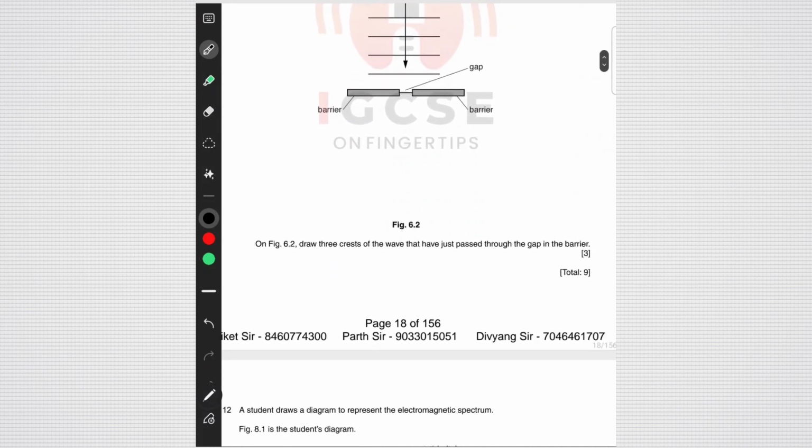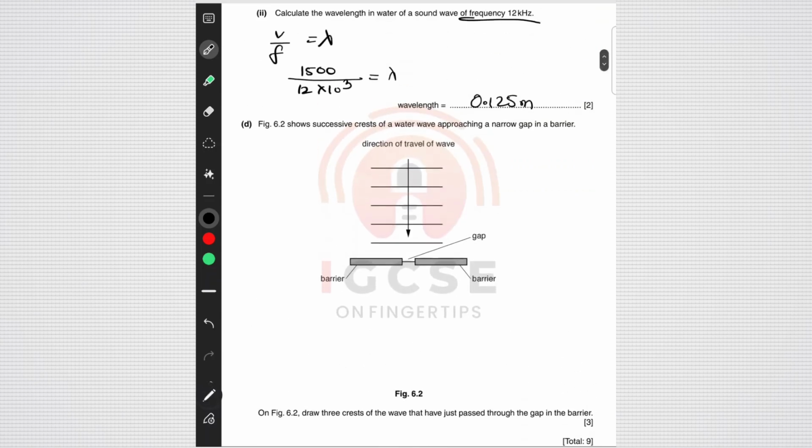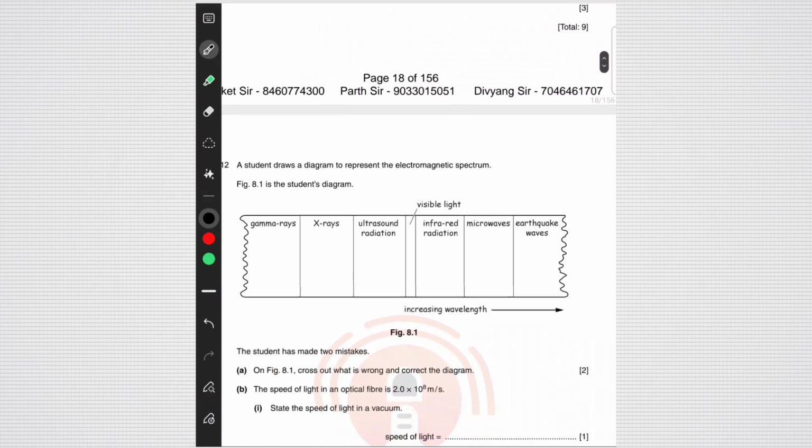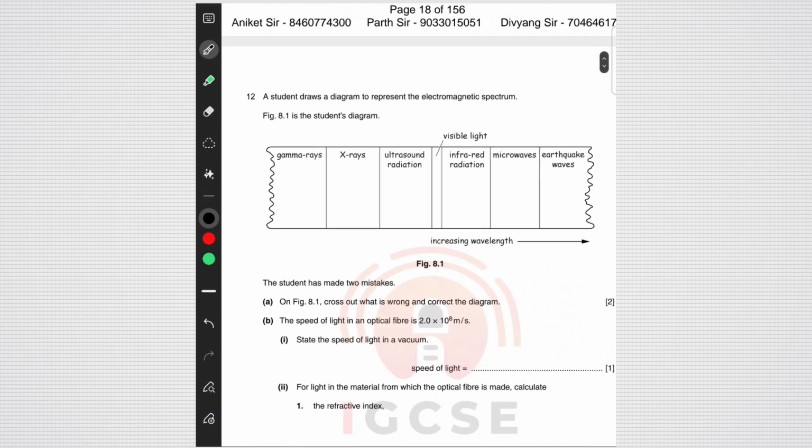On figure 6.2, draw three crests of the wave that have just passed through the gap in the barrier. Now what you should look for is the gap having a similar length as the wavelength. It is. So what will happen? You will see concentric circles. What you have to do is try and keep this gap as it is and draw at least three concentric circles. If you have a rounder, use that in this question and you can easily find your answer.